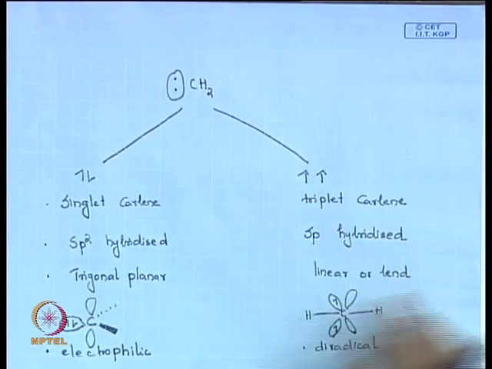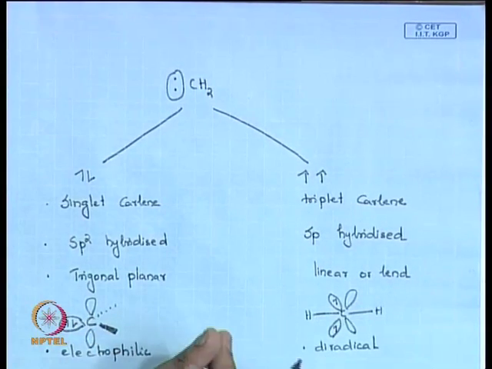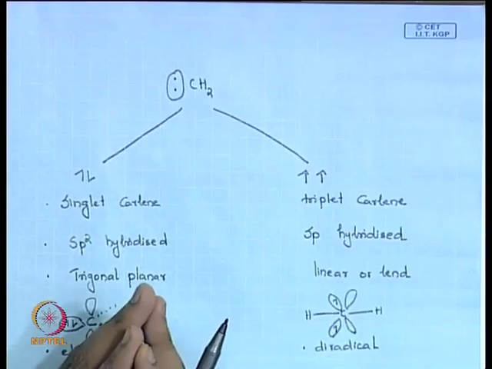Now, what we will do is take individual singlet carbene and see how we generate it, rather than synthesis, and then how singlet carbene does reactions. Then we will see triplet carbene, how we can generate it and how it does chemical reactions. So, we will start with singlet now.